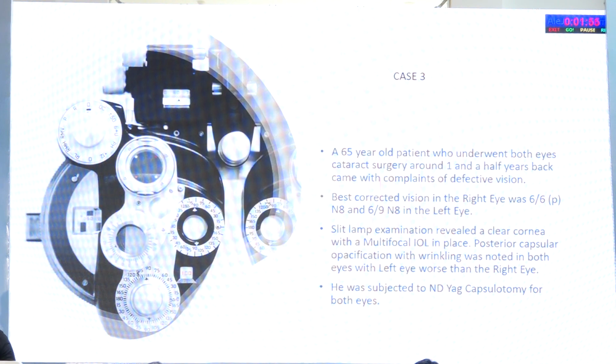So this is another patient, 65 years old, who underwent bilateral multifocal IOL surgery, and now she had PCO. But her vision was not so bad per se. She had 6/6 N8, 6/9 N8 in the other eye. Some PCO was there, not very drastic, but there was some capsular wrinkling.